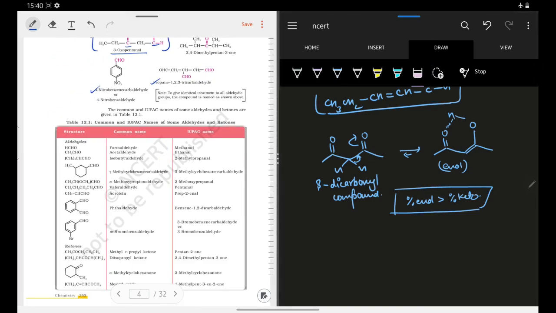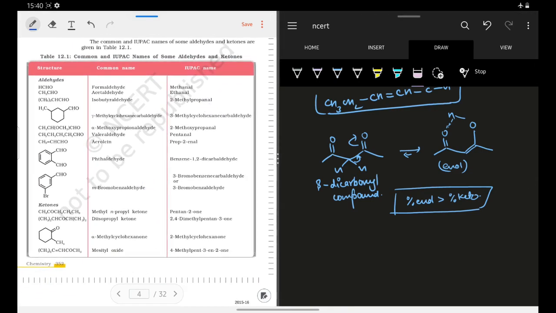Now let us try to move further on this table. On this table there are not many important points, but I would like to focus on some of the important structures. You must know the common names, because you know IUPAC names, so you can do those. IUPAC nomenclature you have studied. Try to focus on common names like phthalaldehyde. Phthalaldehyde is very important.